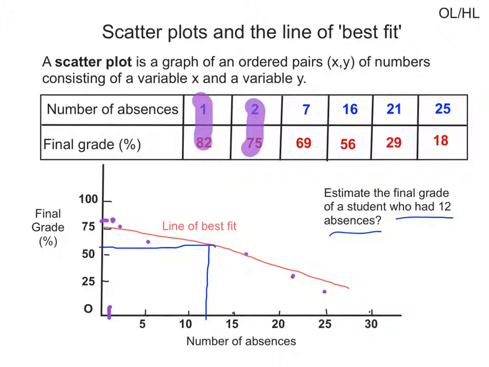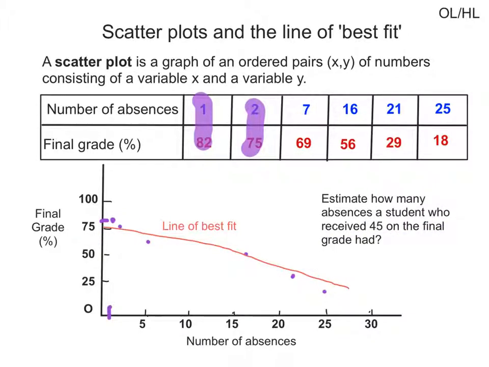We could also work the other way. This time we will estimate how many absences a student who received 45 on the final grade had. This time, as we know the final grade, we will be working from the y-axis. 45 is about here, and we draw a line from the y-axis straight across until we hit the line of best fit. When we hit the line of best fit, we draw a vertical line until we hit the x-axis, and we get an estimate of 20.